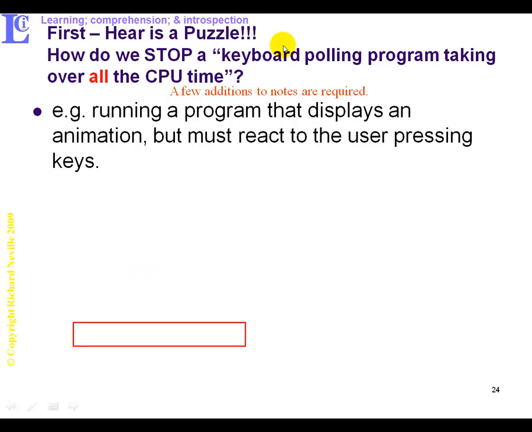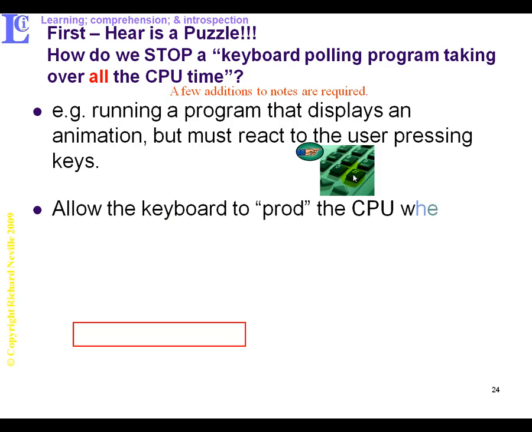So we've got a puzzle then. How do we stop this polling program taking up all the CPU time, because it's going to sit in the busy waiting loop? Say, for example, we were running an animation program that must keep having input from a user. So we have a keyboard and we have someone that needs to really interact with this animation. So the keyboard could be, if you like, prodding the CPU when a user types a key.